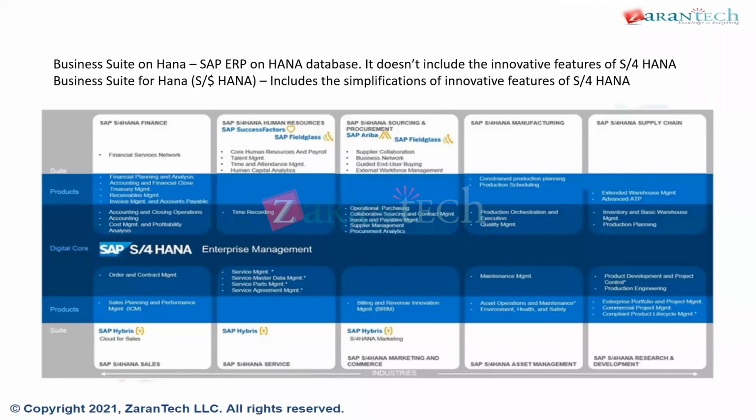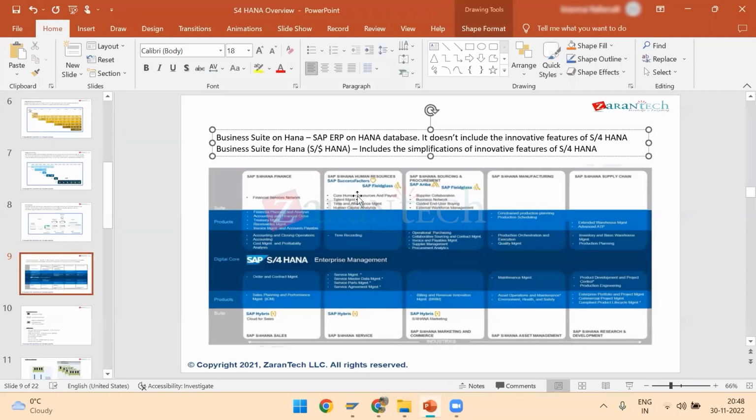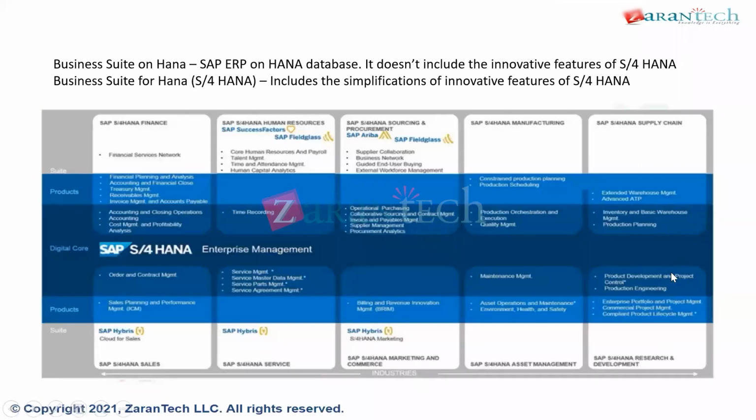One second, Pawan. Yeah. First one is Business Suite on HANA. That means old SAP system, but with the HANA database, right? Right. And what is the other name? Business Suite for HANA. So this is actually the S4 HANA, this one, Business Suite for HANA. Oh, 4 it should be. Oh. Yeah. Right. Okay. And Concur is done.